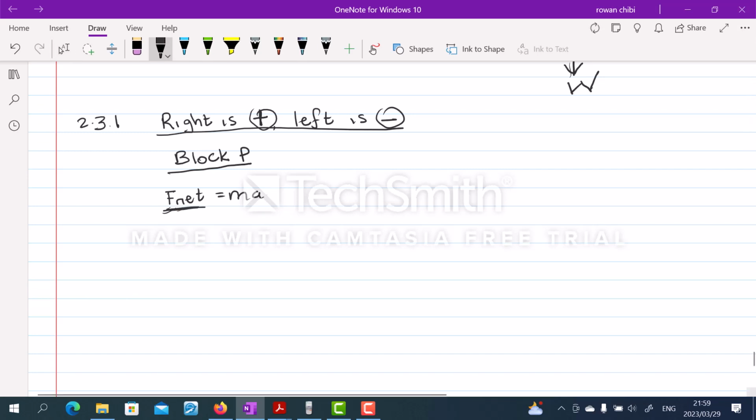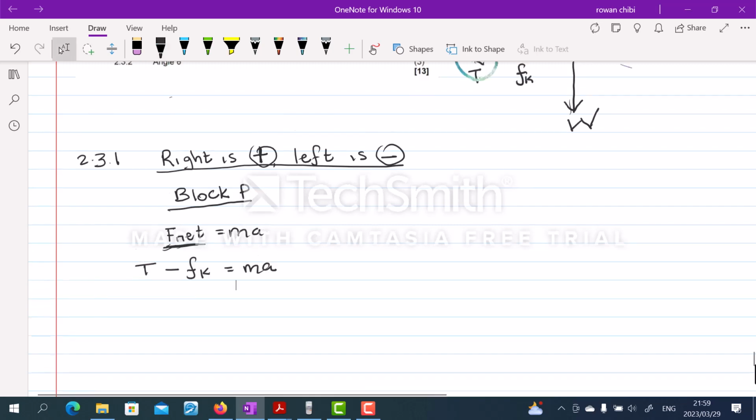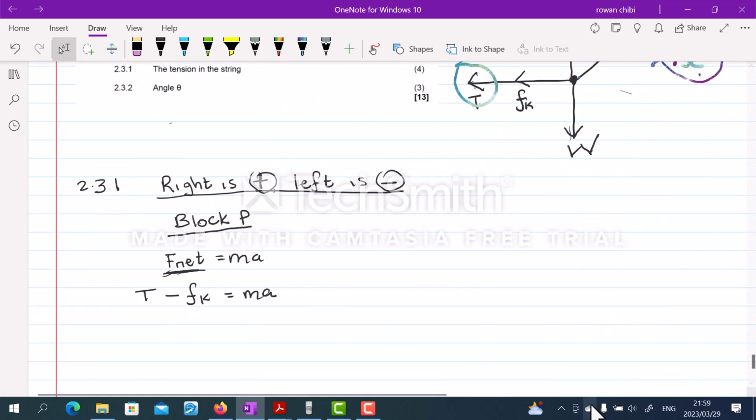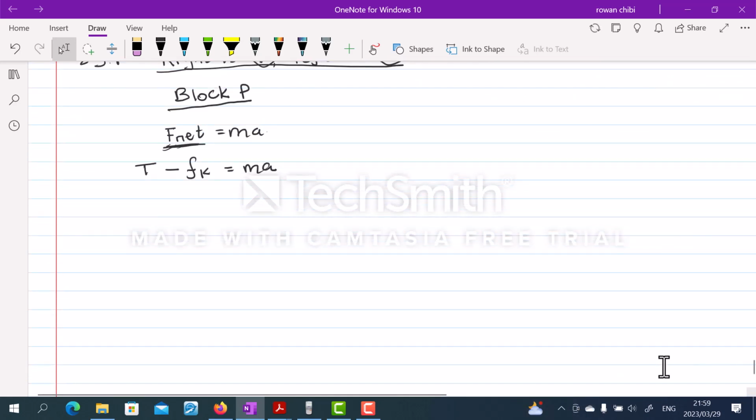This F net means the sum of the forces that are causing the object to move. These are the horizontal forces, so the tension is to the right, so it's positive, but the frictional force is to the left, so it's negative, equals ma. If you take right as positive, the tension is to the right, so the tension is positive, but the friction is to the left, so it's negative.